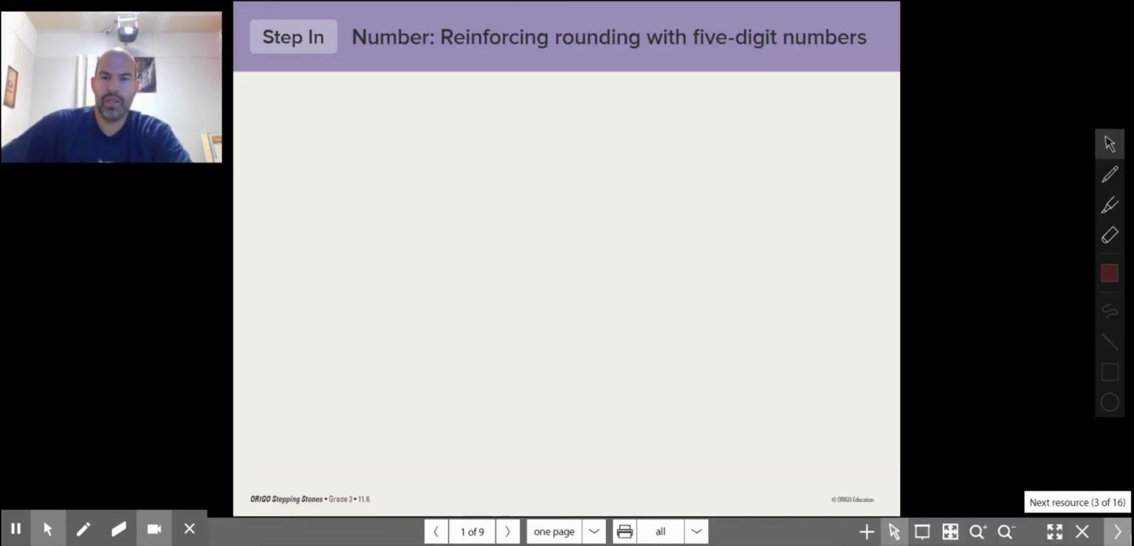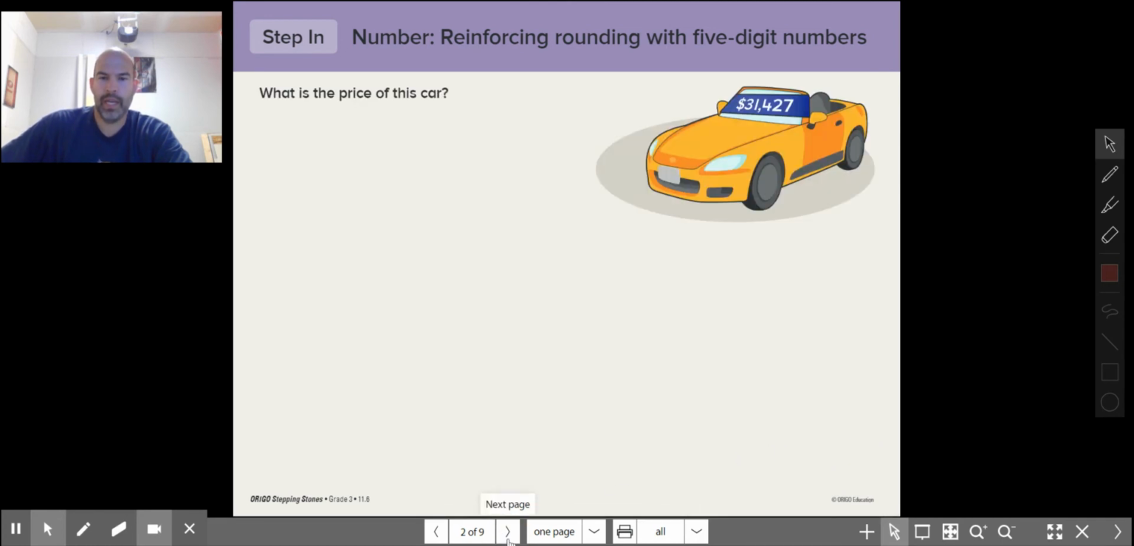All right. So we're going to look here at our step in. So what is the price of this car?